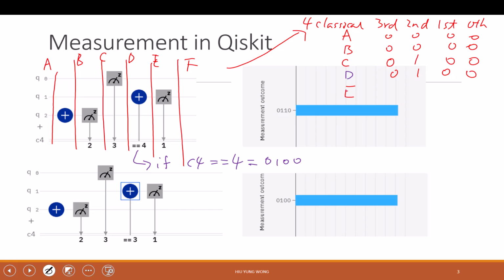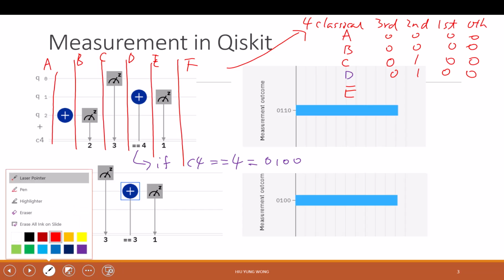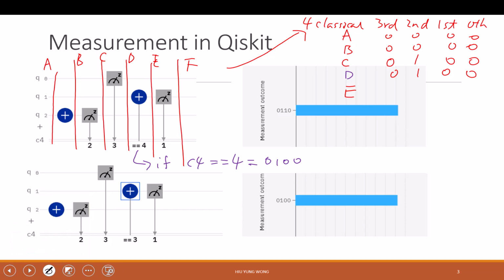Now, how about at E? Right before E, it says that if this equals 4, which means if this equals 0, 1, 0, 0, apply a NOT gate to it. So what is the value at E? 0, 1, 0, 0. Why? Thank you. At E, yes, we applied the NOT gate to Q1, but we have not done any measurement, right? So this is still 0, 1, 0, 0.